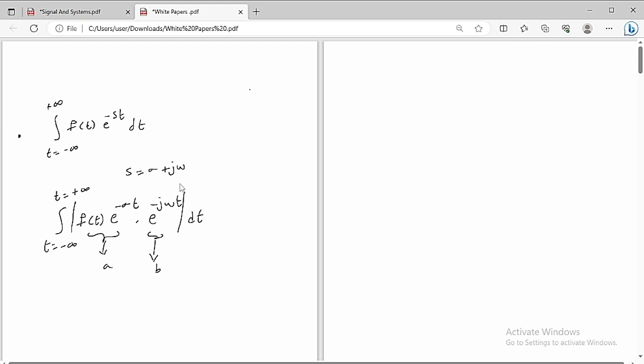So therefore, we are going to get only a value, which is nothing but the magnitude of f of t into e to the power of minus sigma t. So, the integration from t equals minus infinity to plus infinity of mod of f of t into e to the power of minus sigma t dt. If this value is less than infinity, then only we can say that the Laplace transform exists.